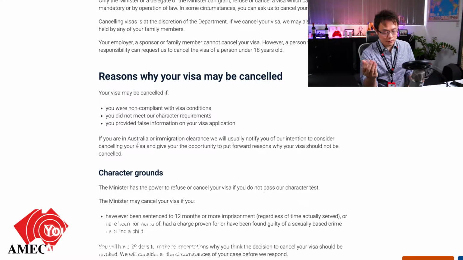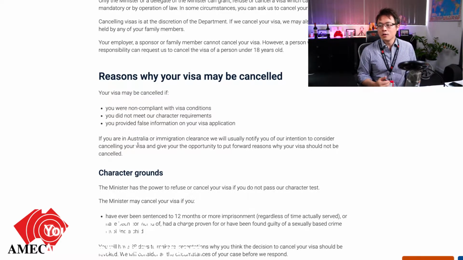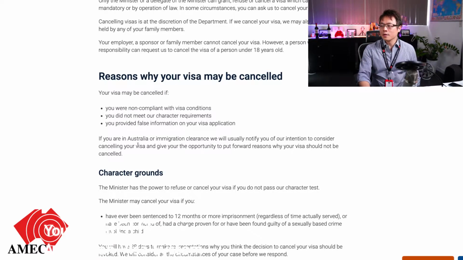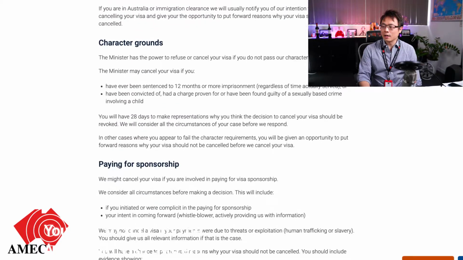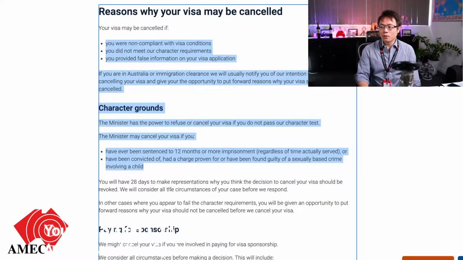You take never married. You or your agent might take it because you didn't tell them that you have marriage histories and you had a divorce before. Then that's also false information. So you've got to be very careful. Once you get that, obviously your visa is liable to be refused or cancelled.